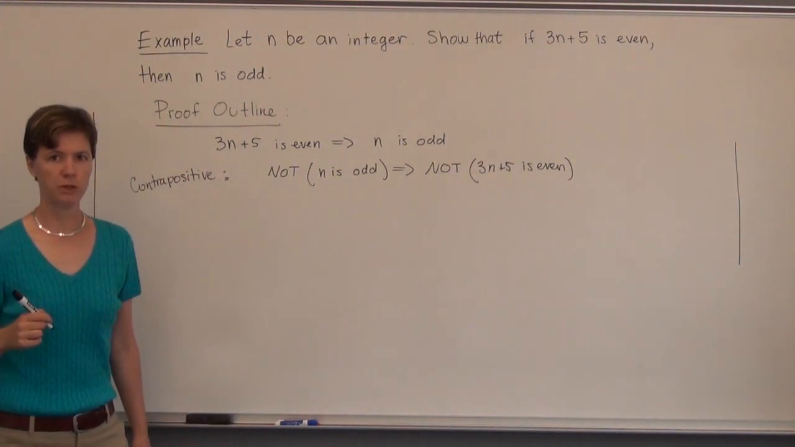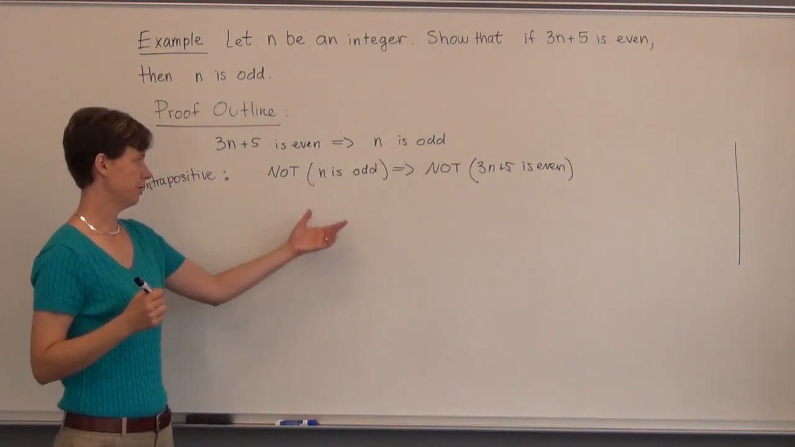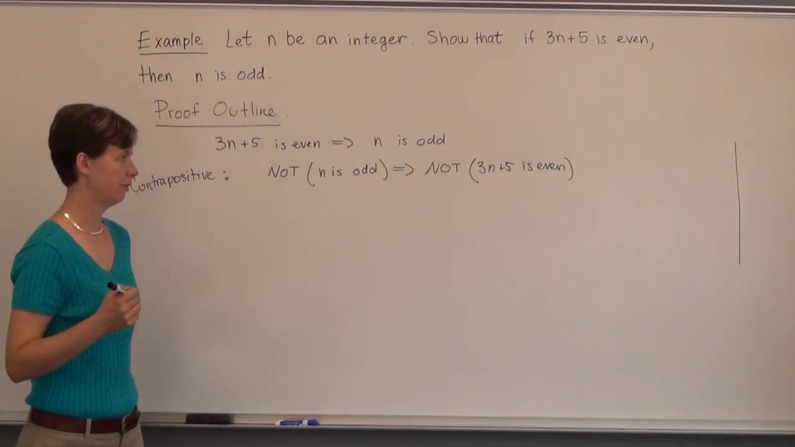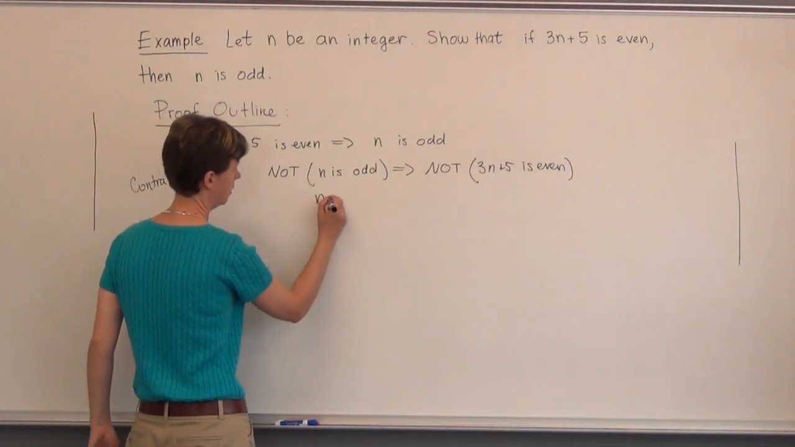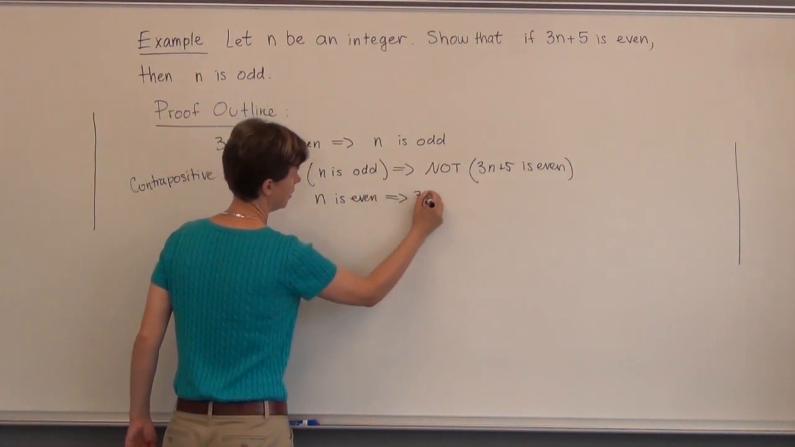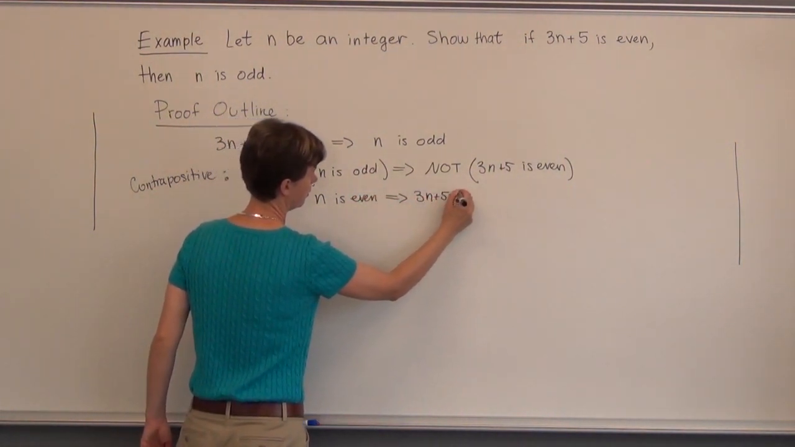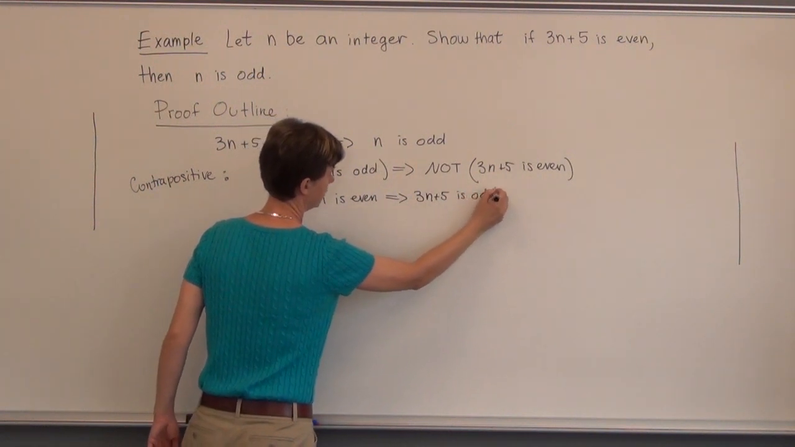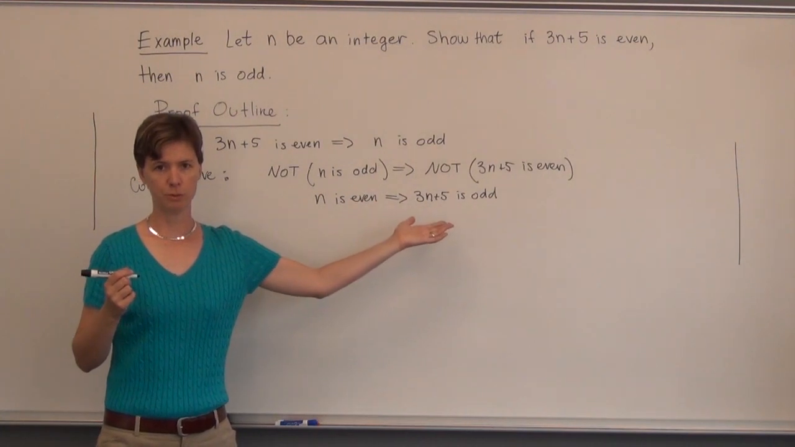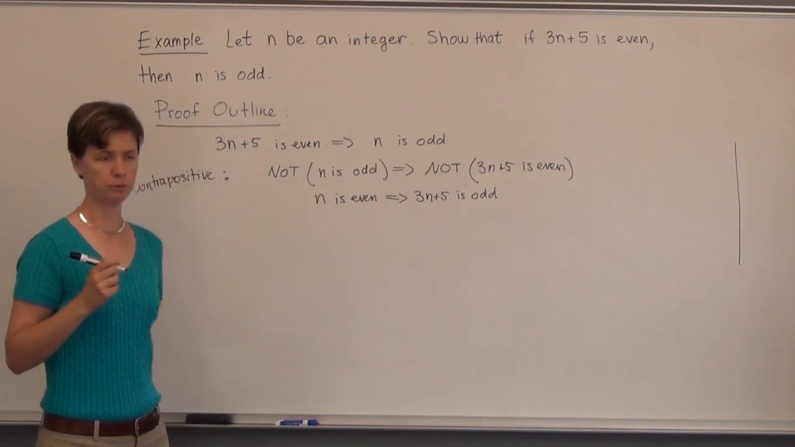And of course, it's a lot easier to think about it as n is even implies that 3n plus 5 is odd. N is even implies that 3n plus 5 is odd. And now we have a much simpler problem to work with. So here's the proof really quickly.